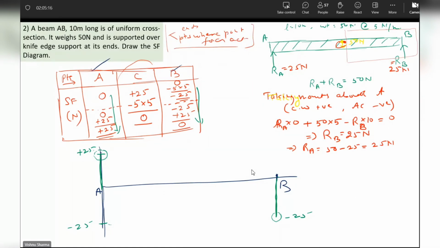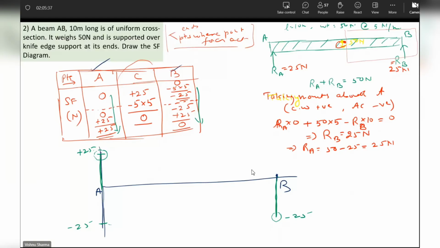Now they can be joined in infinite ways: straight line, curves, different curves. Do I join them with a straight line? Do I join them with a curve? If with a curve, what sort of curve? The answer lies in the beam diagram.